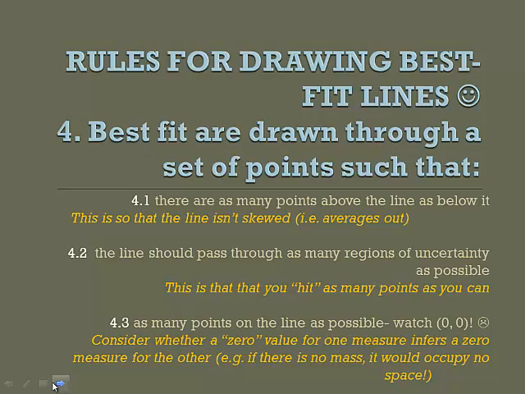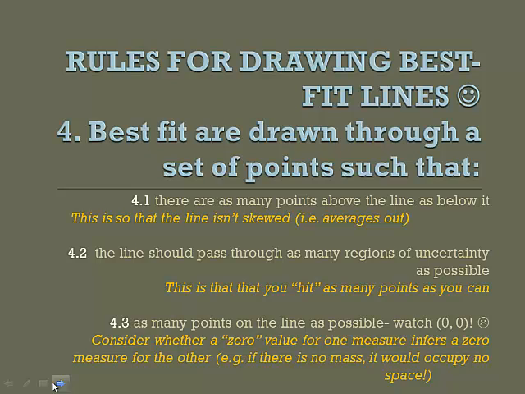So we have to have a set of rules for drawing best fit lines. And there's three basic points to it. We can say that best fit lines are drawn so that, one, there's as many points above the line as there are below the line. That way we know that we aren't skewing the data in one direction or another. The errors average out. The line should also pass through as many uncertainty regions as possible.